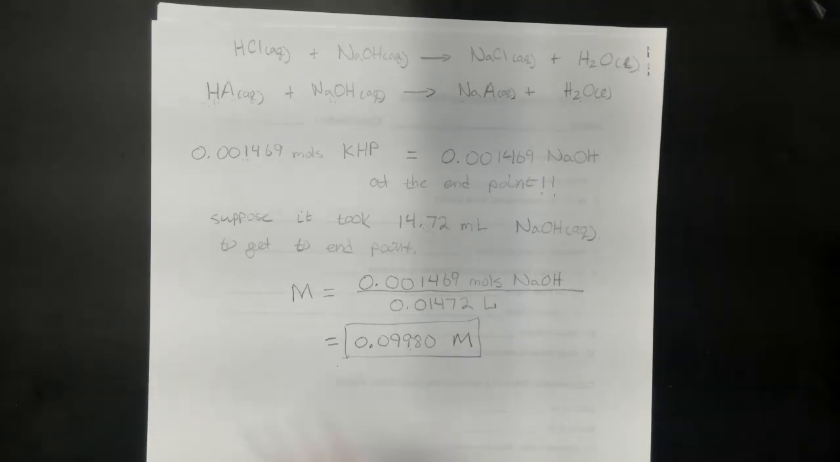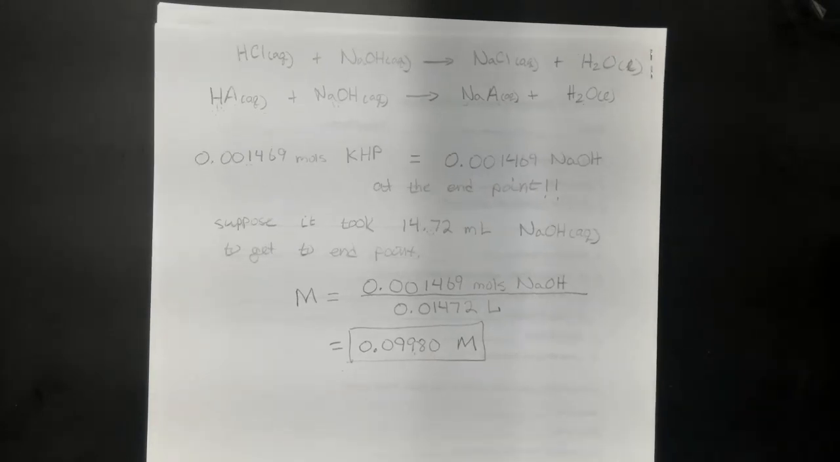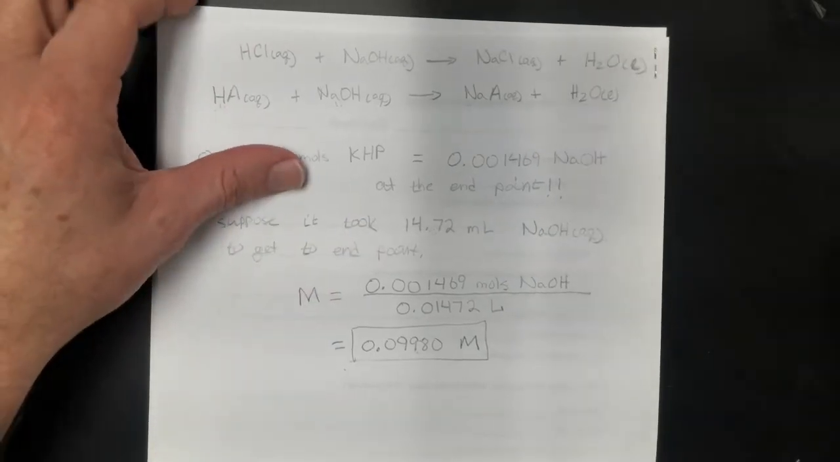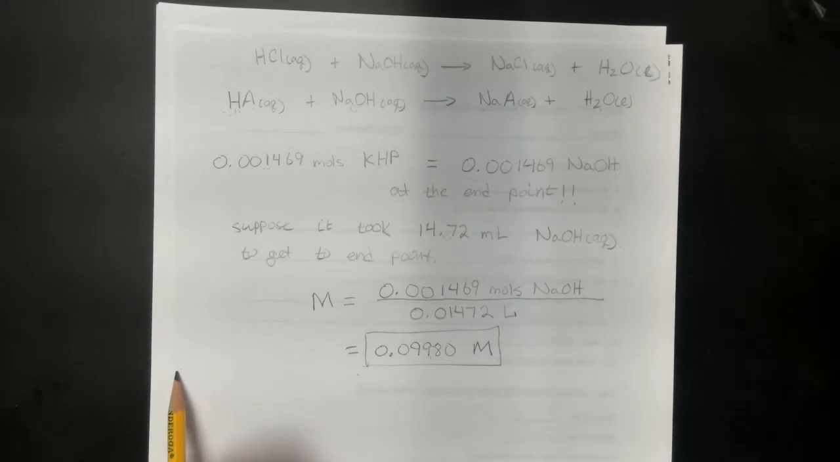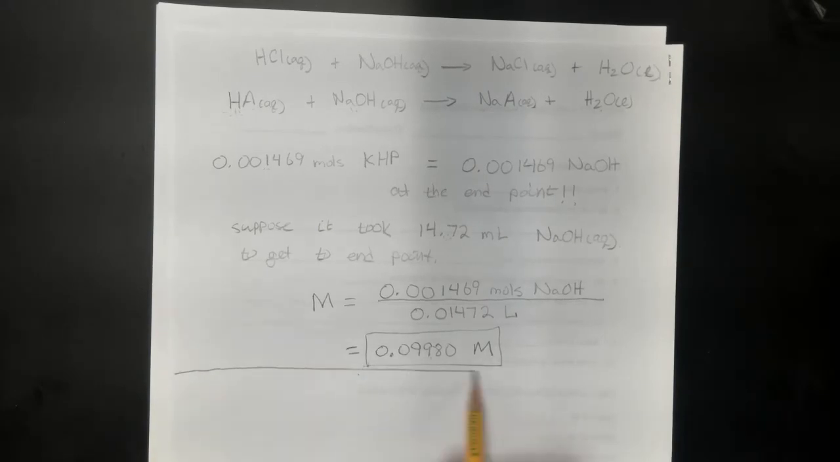Now, once we've done this, this is a standardized concentration of sodium hydroxide that we can then use to find out the concentration of acetic acid. Okay. So let's look at that experiment.